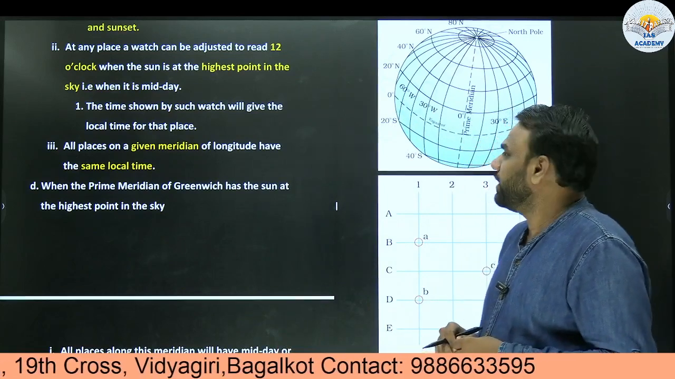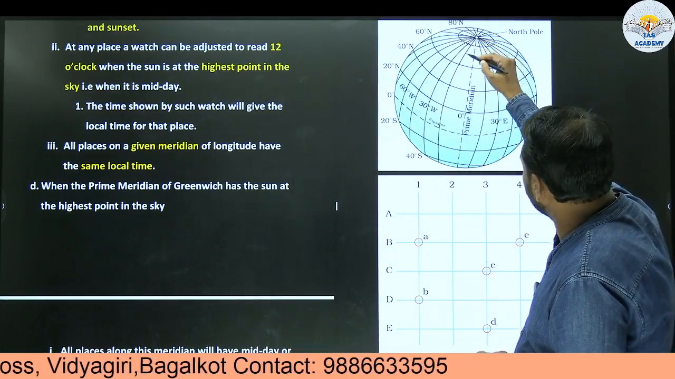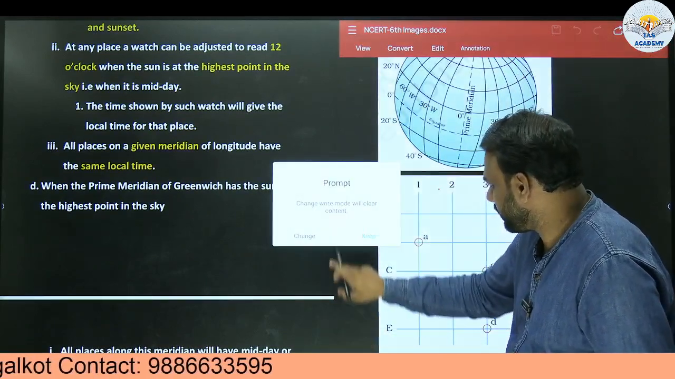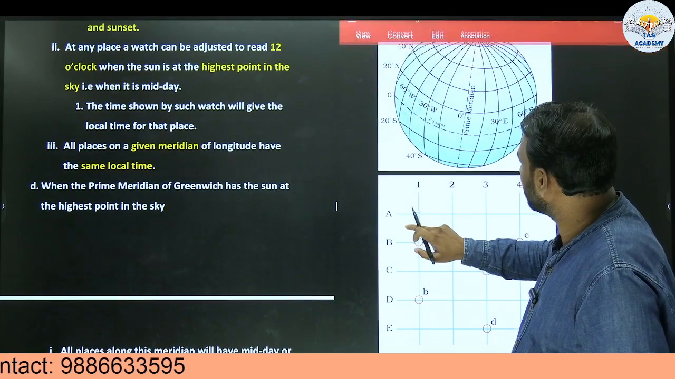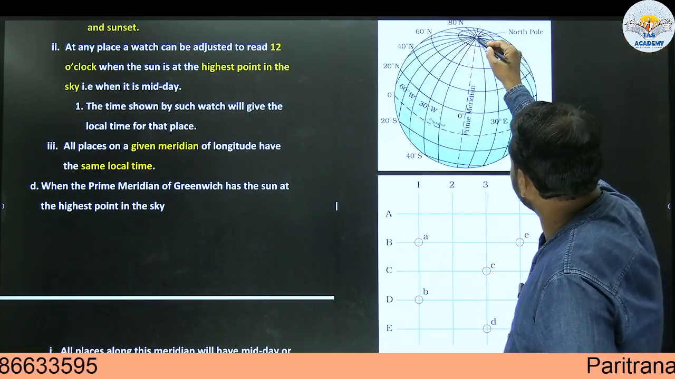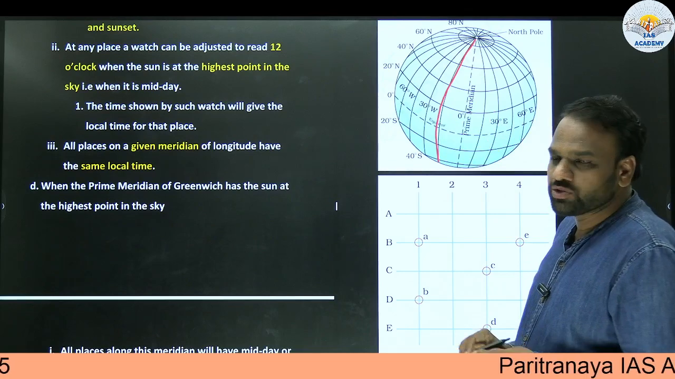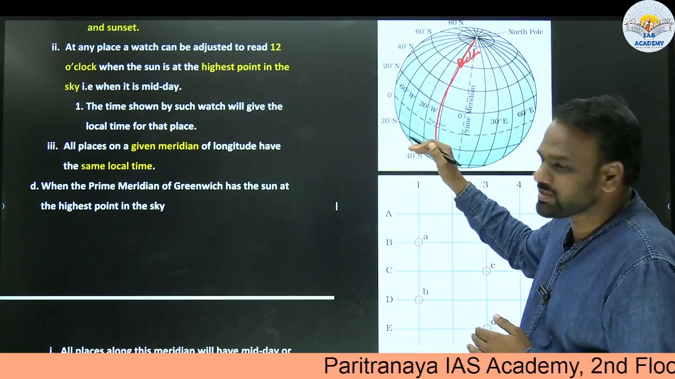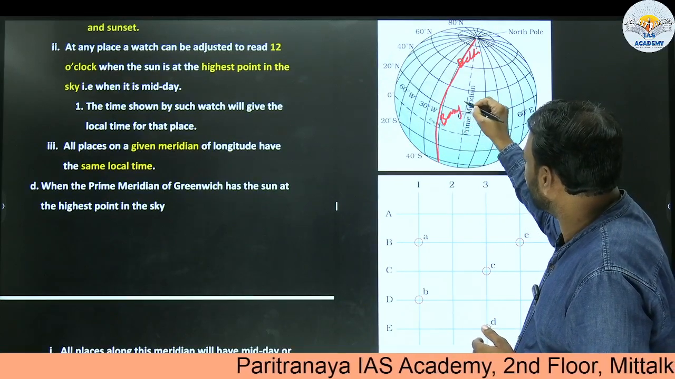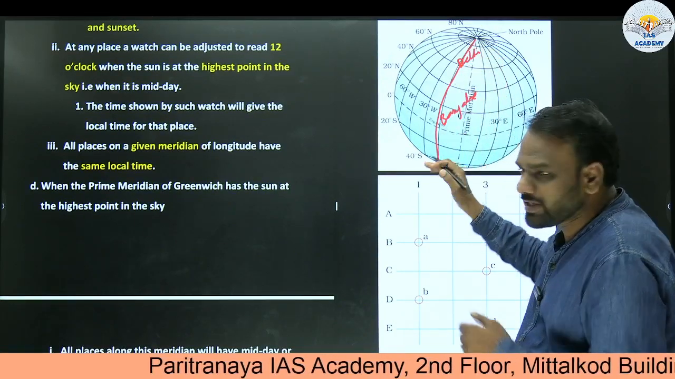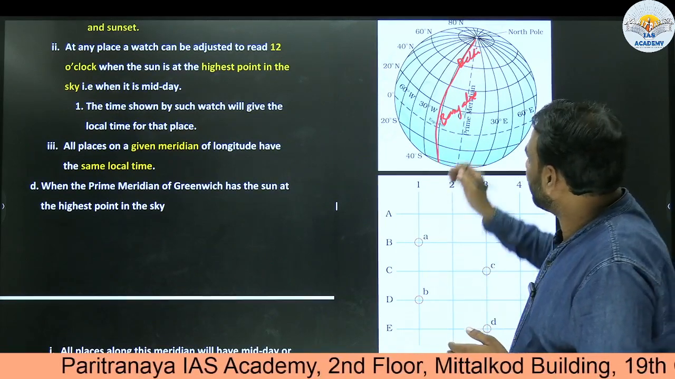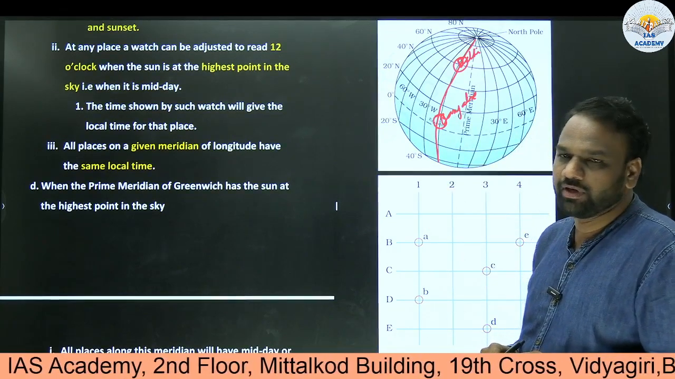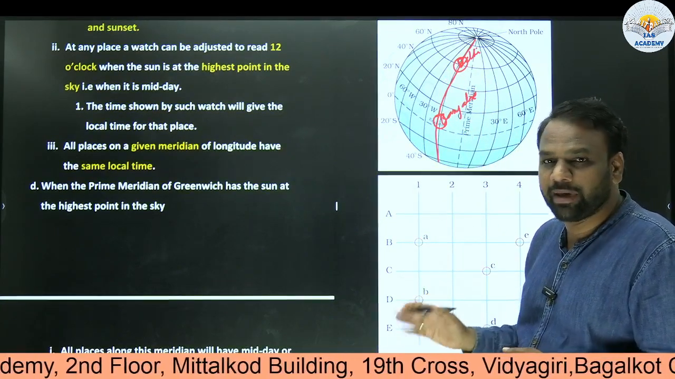So what does it mean? If you take any meridian here, let us assume here we have a place called Delhi. Let us assume all of them are present on the same meridian, and here we have Bangalore. If they are located on the same meridian, then whatever the local time we have in Delhi, the same local time will be present in Bangalore.